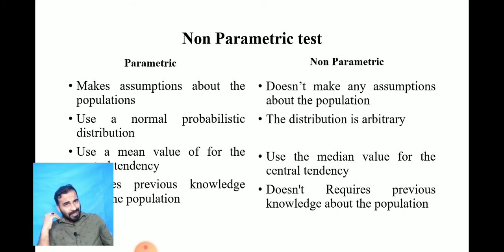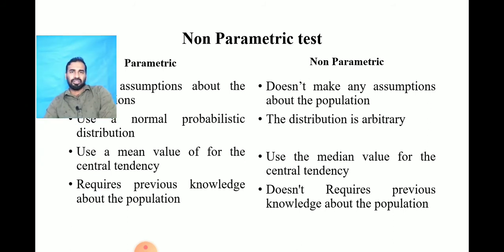Okay, and in parametric we use certain normal probability distributions or some distribution like t or Z, whereas the non-parametric test is a distribution free test. There is no particular distribution. In parametric there will be some parameter like mean, variance or proportion, but in non-parametric there are no such parameters. Then in parametric they are using mean value as the central tendency, whereas in non-parametric test they are using median as the central tendency.